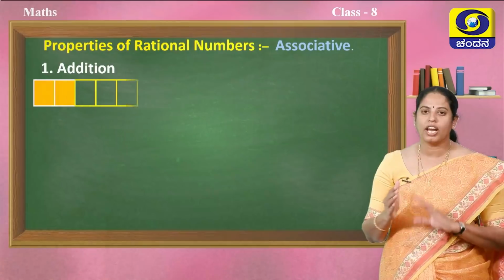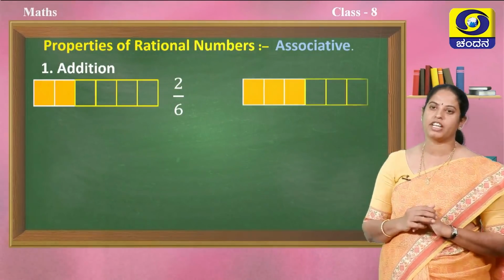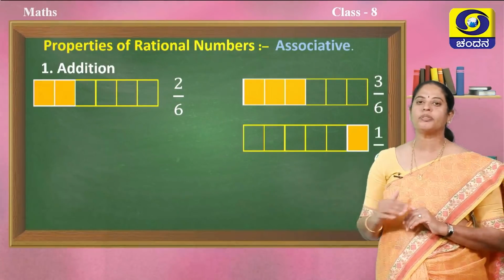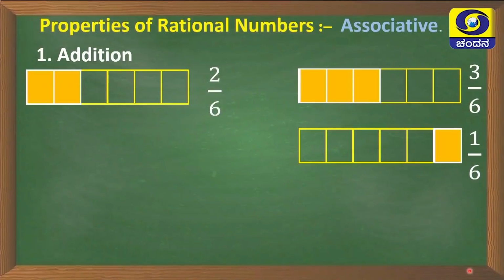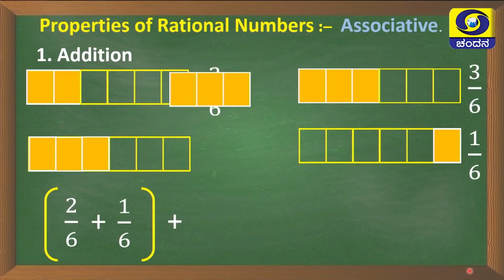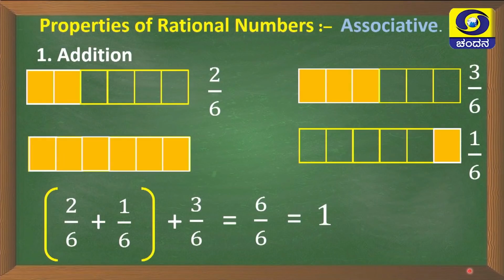You can observe the places of the addends. The grouping is different. First, I have grouped 3/6 and 1/6. Then, I have grouped 2/6 and 3/6. Then, 1/6 is added. Now, I am going to group again. First, I am considering 2/6. Now, I am going to add 1/6 to 2/6. The result is 3/6. To the result, I am going to add 3/6. But the sum remains the same, that is 6/6, one whole part.